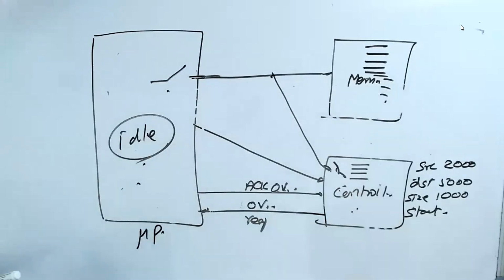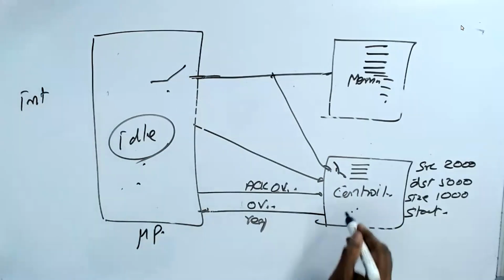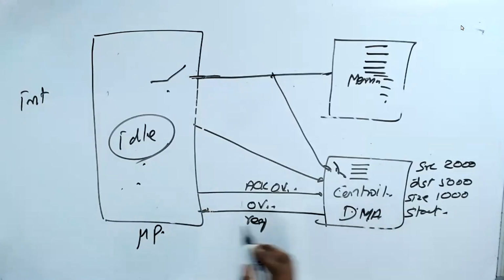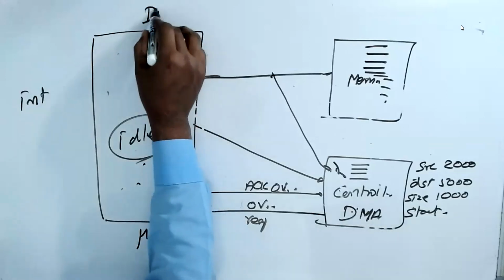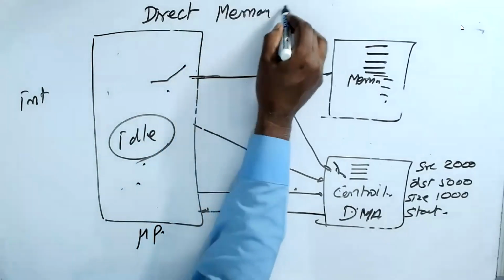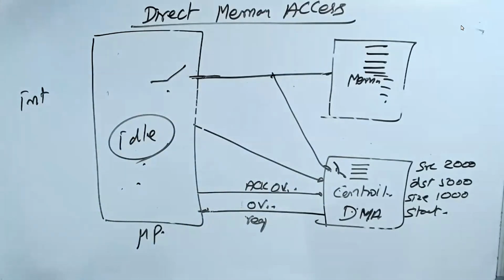So there's a big difference between an interrupt controller and this controller. This is called DMA, direct memory access. Direct memory access. Is it clear?